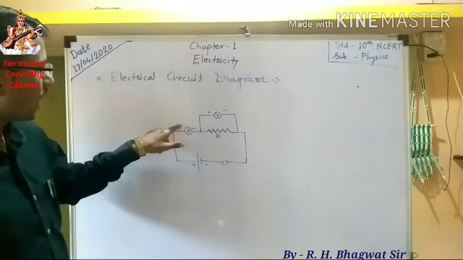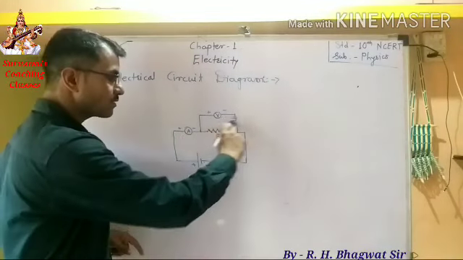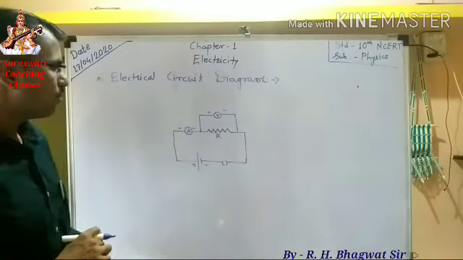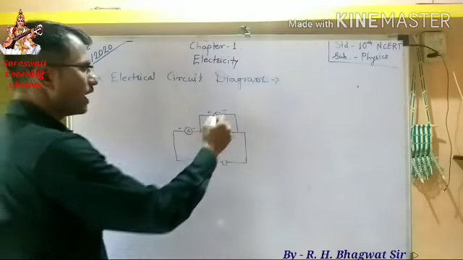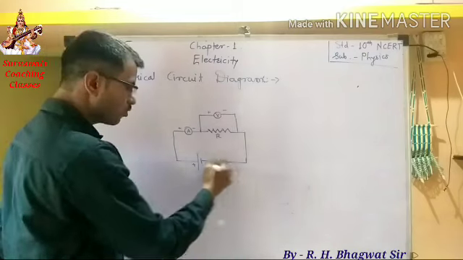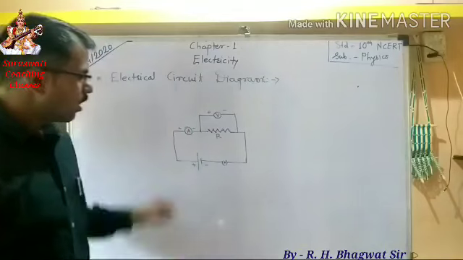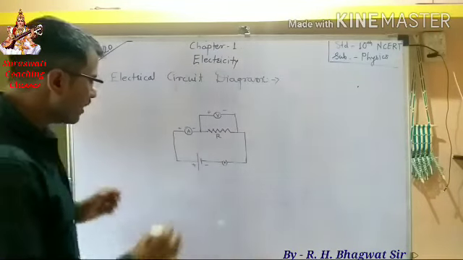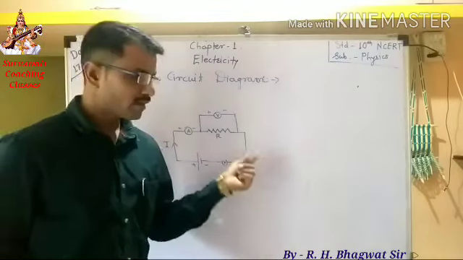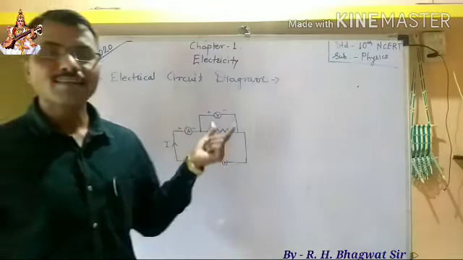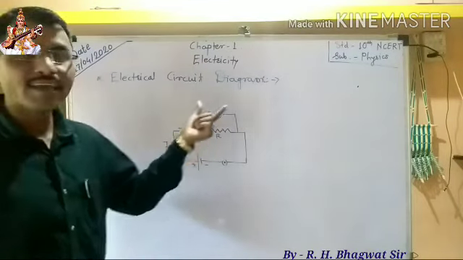The positive terminal of the ammeter is connected to the positive terminal of the battery, whereas the negative terminal of the ammeter is connected to the negative terminal of the battery. The positive terminal of the voltmeter is connected to the positive terminal of the battery, whereas the negative terminal of the voltmeter is connected to the negative terminal of the battery. Now when we plug in the key, the electric current, capital I, flows through the circuit. This is a simple electrical circuit which shows how electrical components are connected in that circuit.